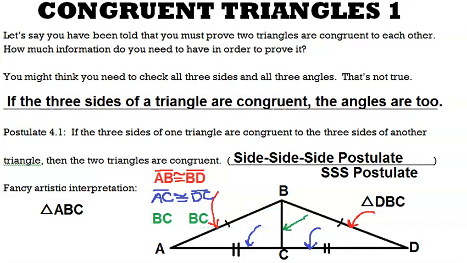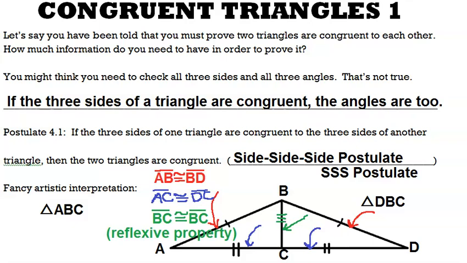Now, when it comes to BC and BC, that seems kind of weird. How do we know that they are congruent? Well, they're the same thing. Now, in the last chapter, we talked a lot about the transitive property. In this chapter, we're going to talk a lot about the reflexive property. And the reflexive property was, long story short, you are congruent to yourself. If you have a side that is shared on two triangles, then you are congruent to yourself.